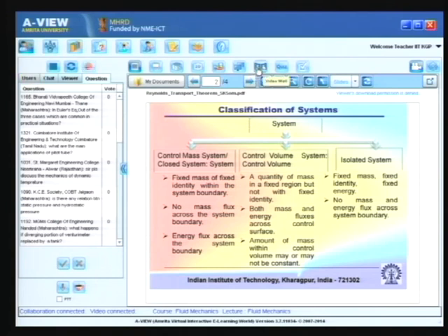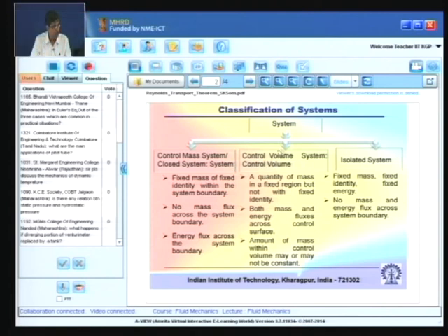These are very important, that systems are basically of three types. One is control mass system or closed system. These are two synonymous names, the control mass system or closed system, which usually we refer to as system. When we say system without any prefix or adjective to it, we mean control mass system or closed system. Another one is control volume system, which we call simply as control volume, and another is isolated system.